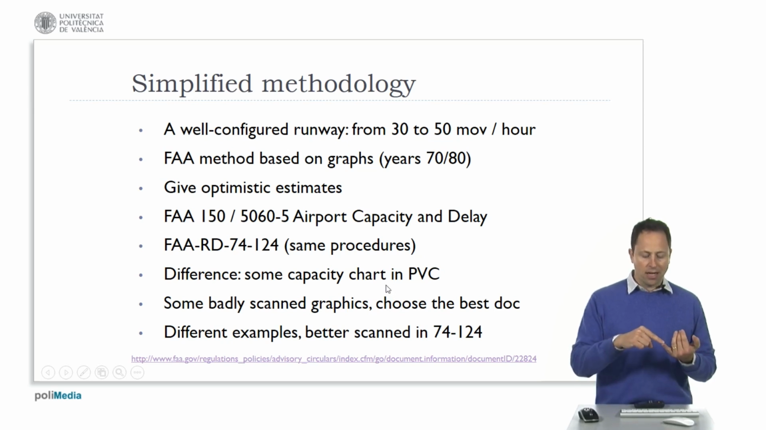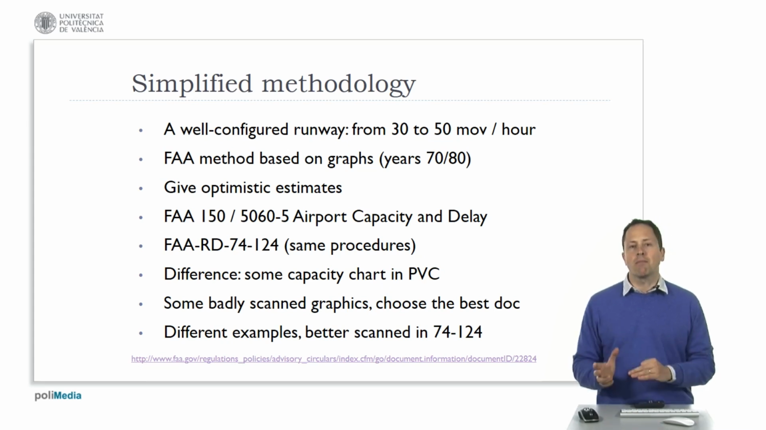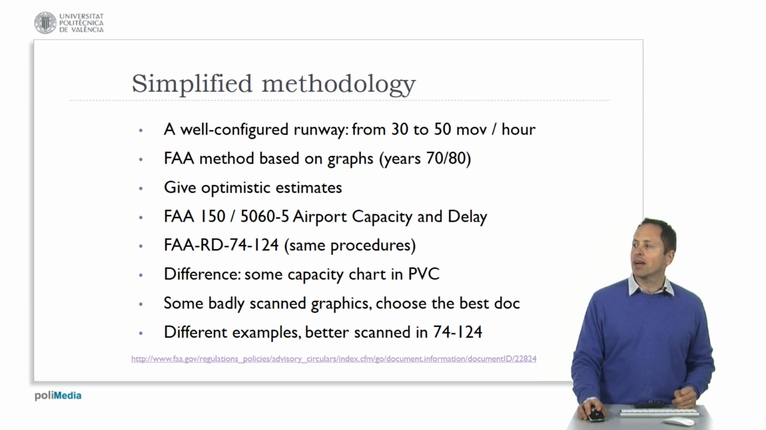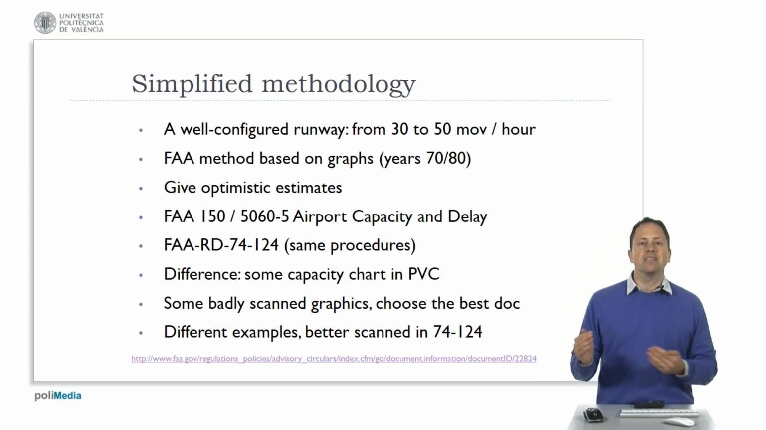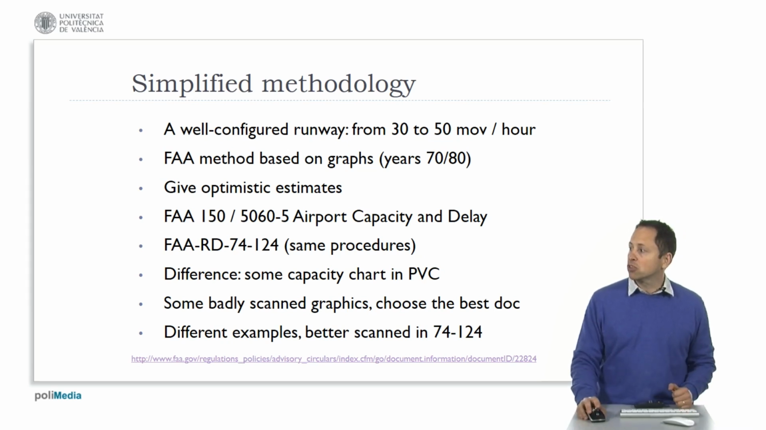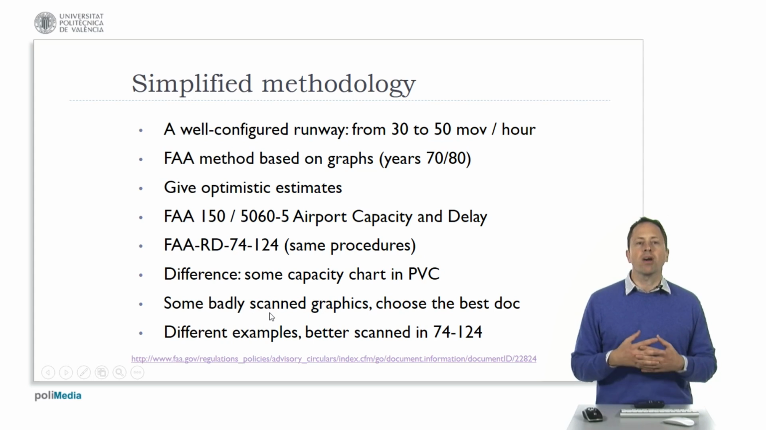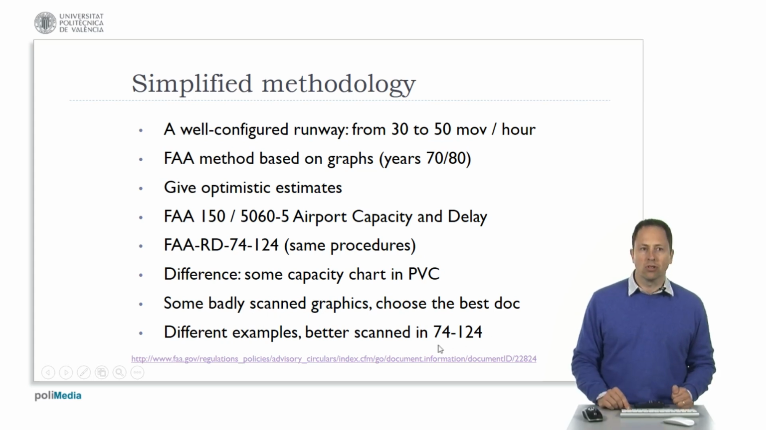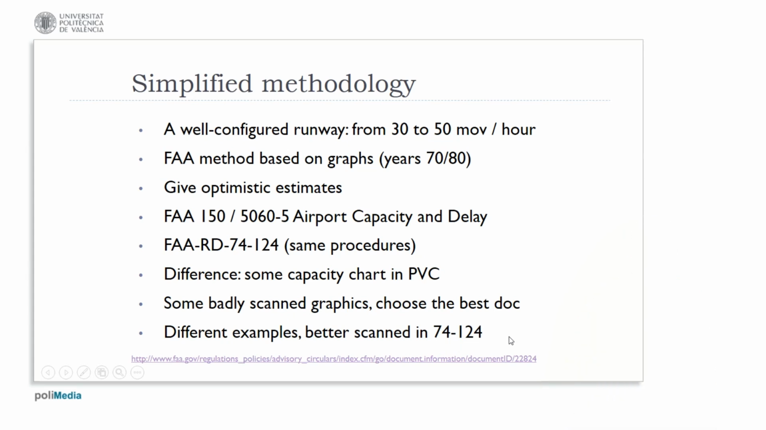The difference is small, only some capacity graphs in poor visual conditions. We have some tables and graphs for calculating capacity and delay in visual, instrumental and marginal visual flight conditions. In this case, there is some different graph. The rest have different numeration but are the same, that is why it is better to choose the best document. And in the 74-124, the examples are better scanned.